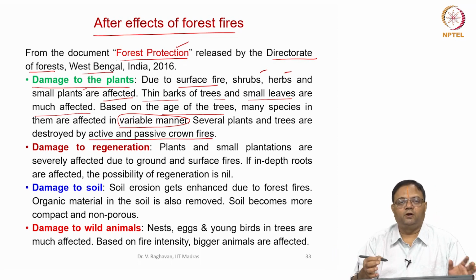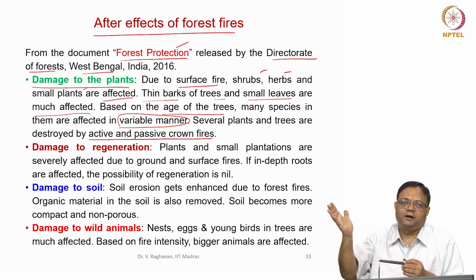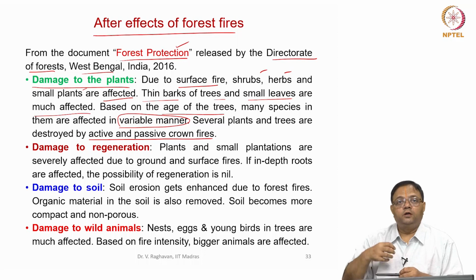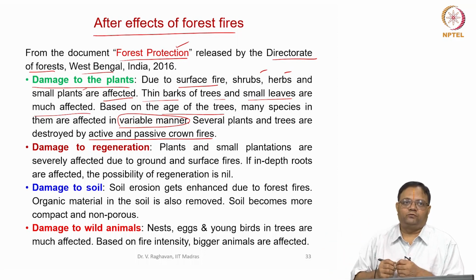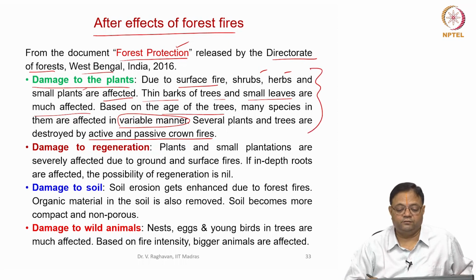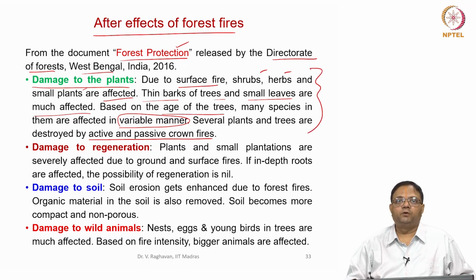We can also see that because the fire spreads between the crowns of two trees in active mode, or a group of trees itself will be burnt in passive mode, etc. So basically a lot of damage will be caused to plants because of the forest fire.